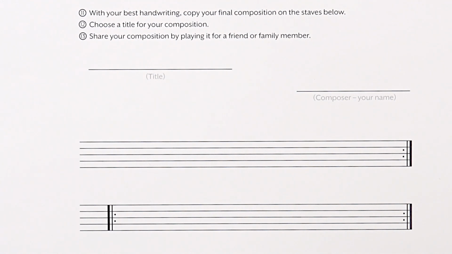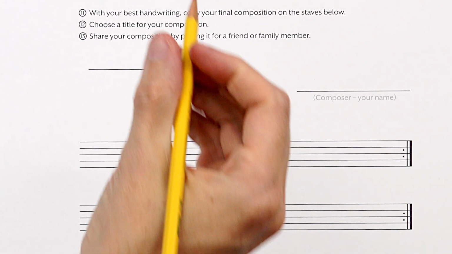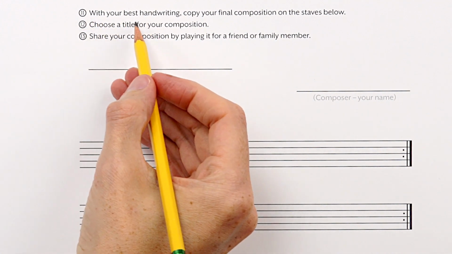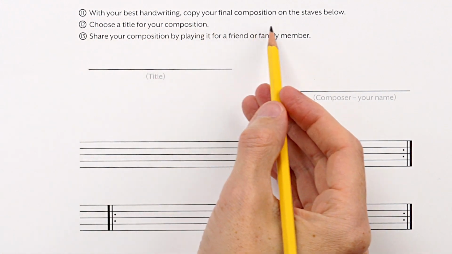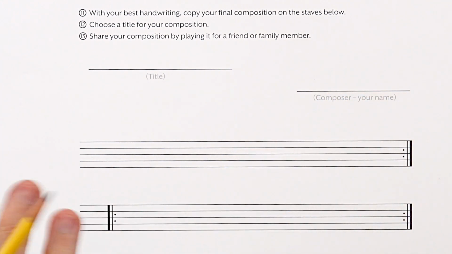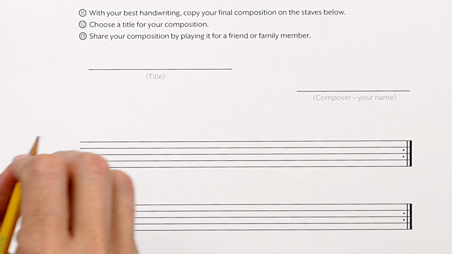Haha, just when you thought you were done, there are more steps on this second page, which again, you can download from our website. In step 11, it says, with your best handwriting, copy your final composition on the staves below. So, assuming you made some mistakes like I did, and you may have to make some erasings or changing of notes as you try it out and you decide what you like, it may look a little bit sloppy in your first draft. So here's a chance to make it look really professional.